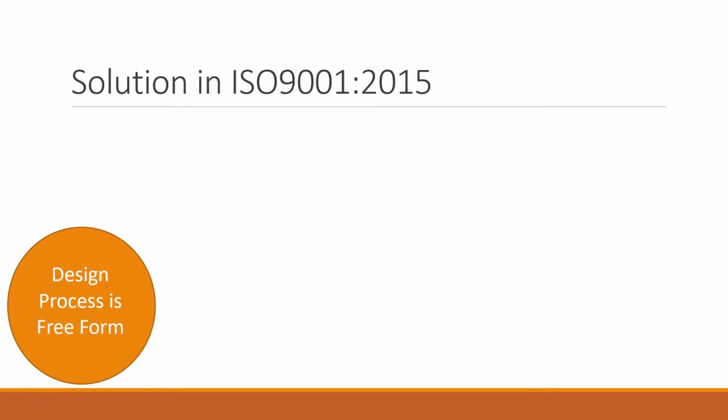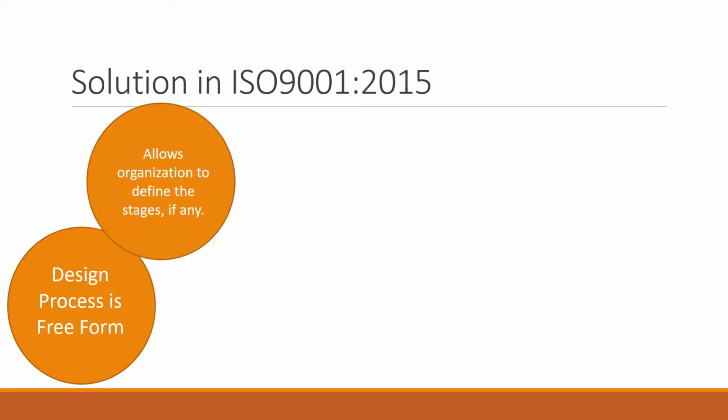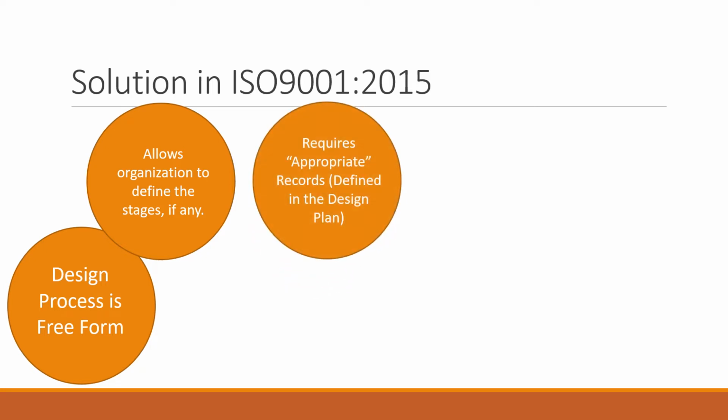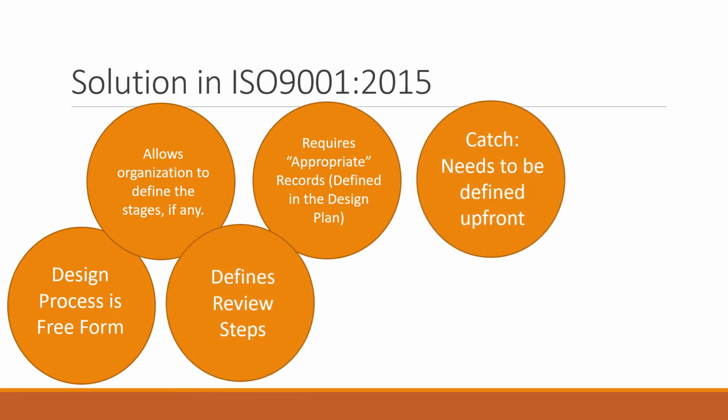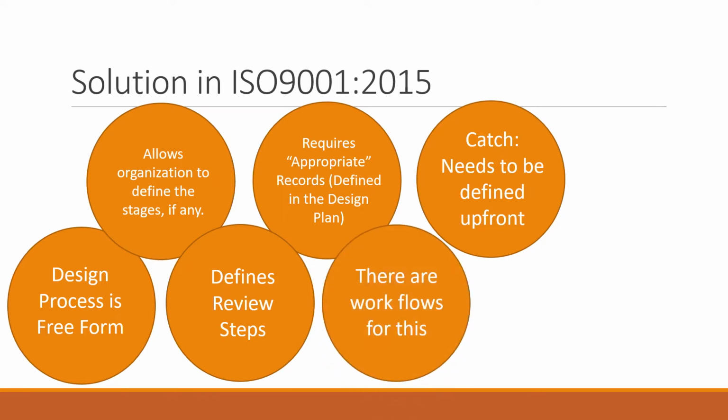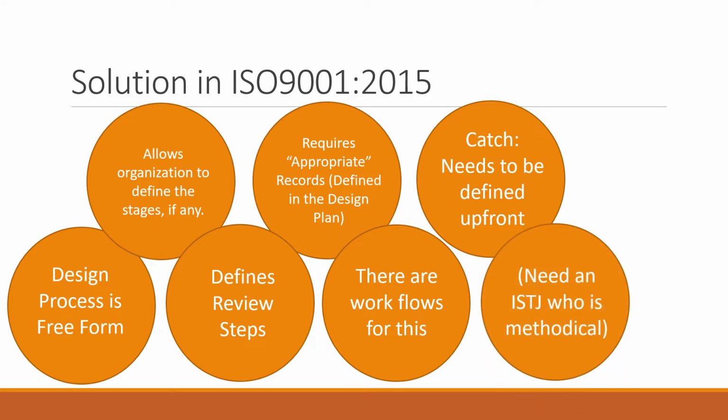In ISO, the design process is free form. There's no requirement for all design projects to be the same. It allows the organization to define the stages, reviews, if any, and authority, even if all of the authority is in the designer. It does require records of some type in each step, so make sure the customer requirements are captured for sure. It allows the organization, that's you, to determine the review requirements and who has the authority and responsibility to approve the project. All it wants you to do is define all of this up front in your system somewhere. It can be done on an individual project or as part of a system.